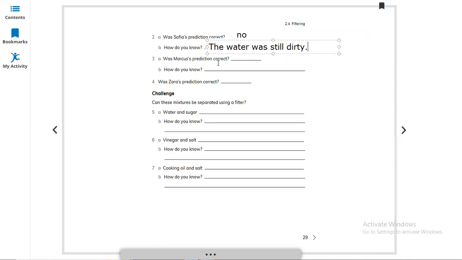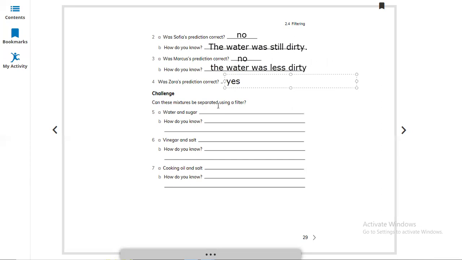Was Marcus' prediction correct? Yes or no? Obviously, no. Right here, no. How do you know the water was still or less dirty? The water was. Was our prediction correct? Yes or no? Yes.